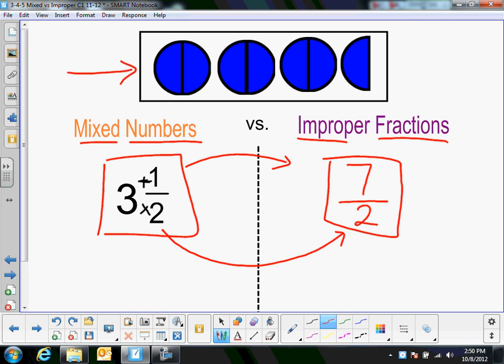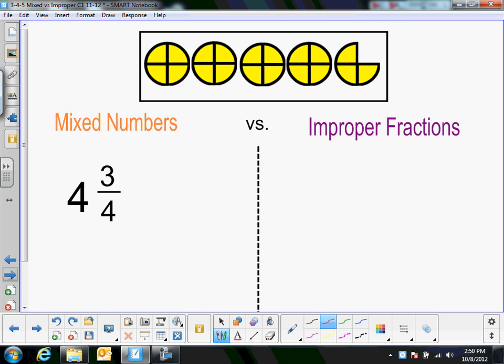And if I look back up at my picture, I can even count. Maybe I can change this to white so I can see it better. I can count: 1, 2, 3, 4, 5, 6, 7 halves. And that's why 7 halves equals the same thing as 3 1/2. Another example, here I have 4 and 3/4. So again, in order to change that to an improper fraction, I'll do 4 times 4, and I'll add 3.